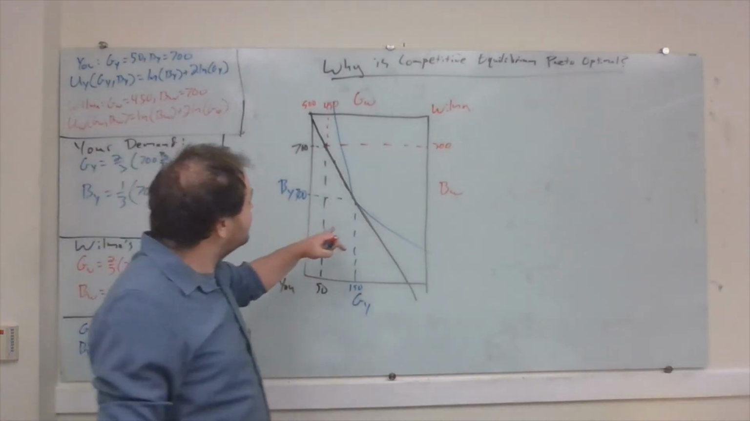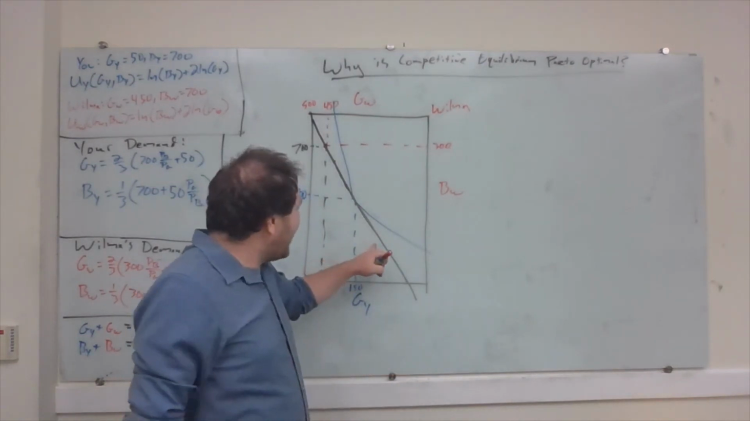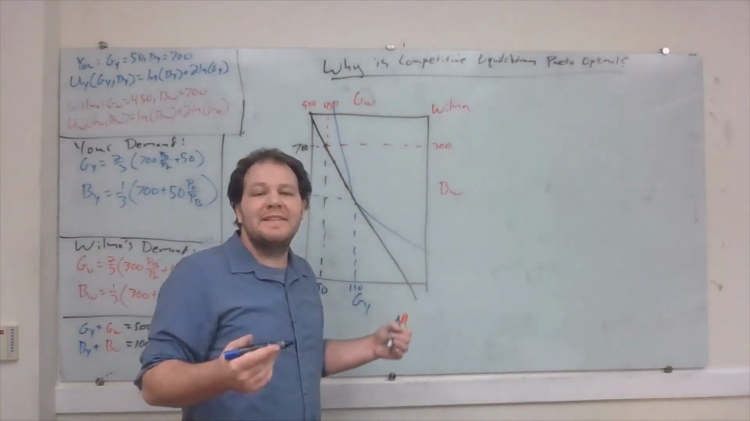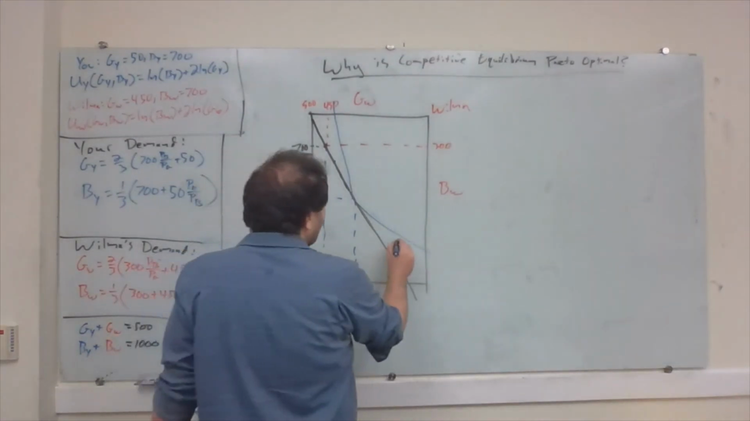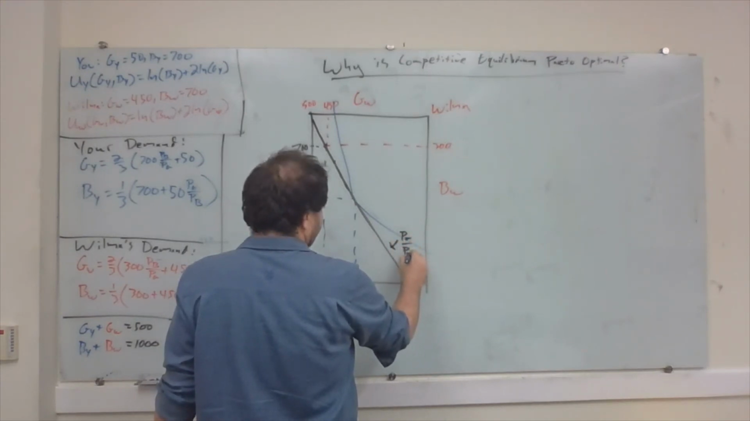In other words, collectively, you and Wilma can afford to buy everything, right? Once we add up all the stuff you can afford, all the stuff she can afford, we're left with all the stuff that exists in the economy. Does this make sense? Both of you share this set of prices, which is PG over PB.